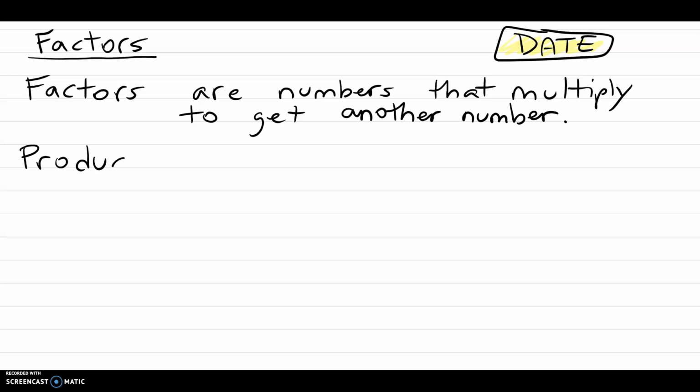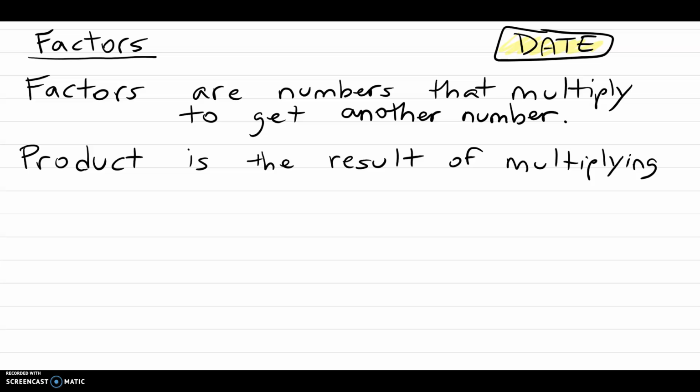Another word that you want to know when working with factors is product. And a product is the number produced or the result of multiplying two factors. So factors are just numbers that multiply together to get another number, and then the product is what you get as a result of multiplying.